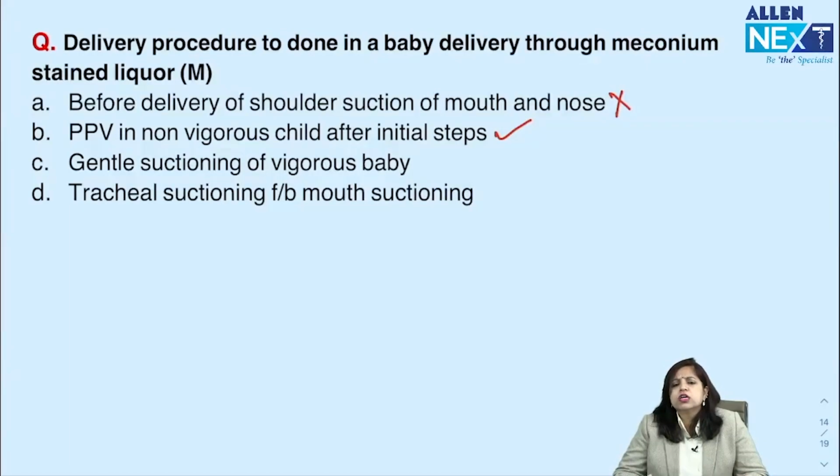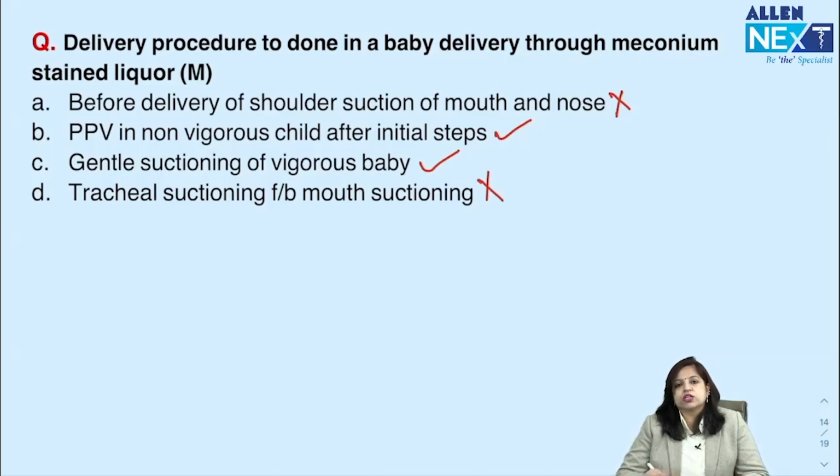Nowadays, for that matter, in 2015 itself, they had given in the NRP revision, the neonatal resuscitation protocol revision, that positive pressure ventilation can be done in a non-vigorous baby, of course, after doing the suctioning. Then gentle suctioning of a vigorous baby, of course, this is also correct. This is what you are going to do normally. And then tracheal suctioning followed by mouth suctioning, even this is not to be done nowadays. So this is again not a very preferred procedure. So therefore, even this is out.